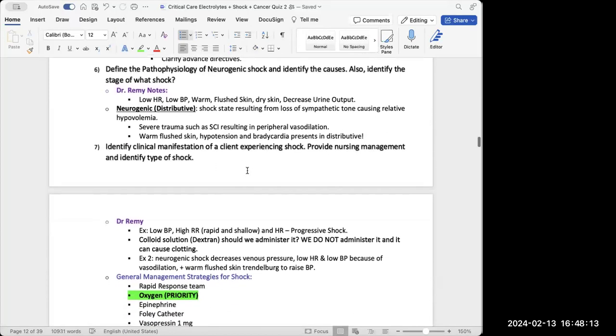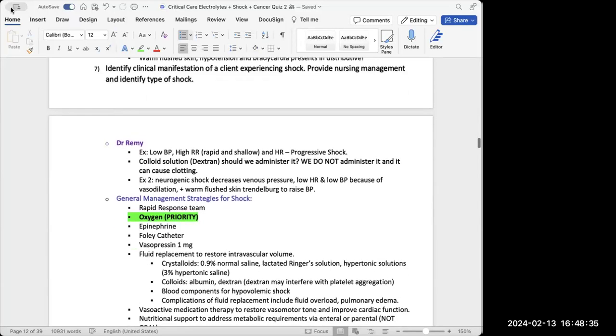Now, as I said, we already talked about neurogenic, that it relates to vasodilation. That's why we'll typically see low heart rate, low blood pressure, warm and flushed skin, dry skin, and a decreased urine output. But a question that I saw recently on CoursePoint just provided low blood pressure, bradycardia, and dry skin. And that was indicative of neurogenic because of the vasodilation.